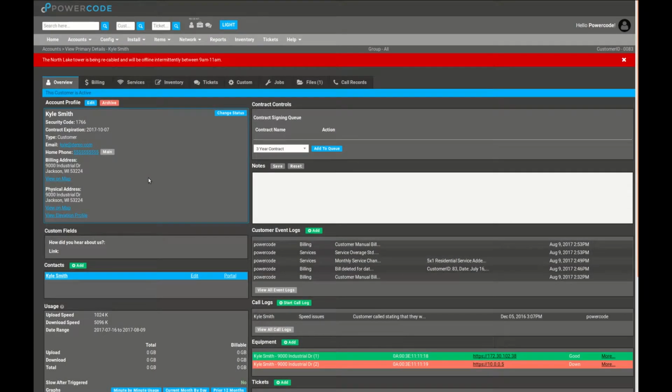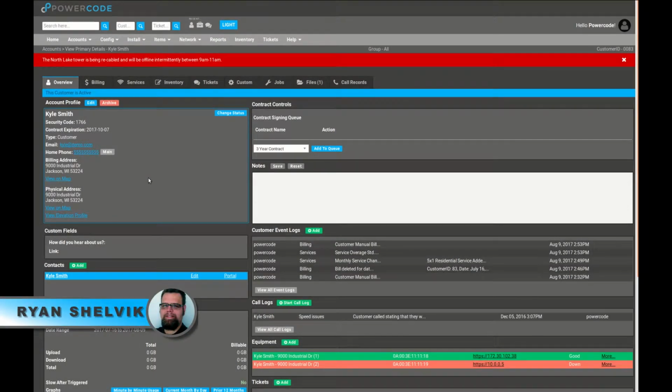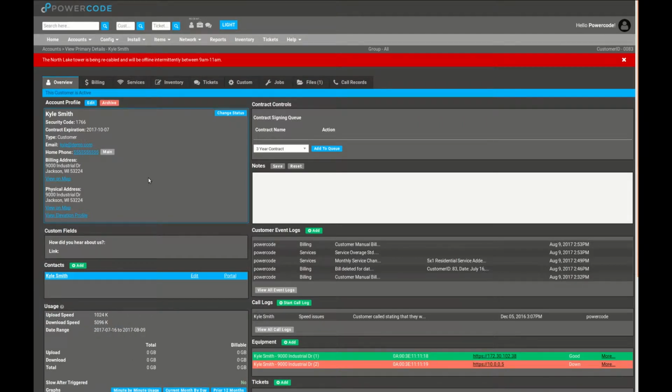It's easy enough to bill customers for just about anything in Powercode, but when we're talking about billing for overage services, it gets a little more complicated. So let's take a look at this customer as a good example for how we've set up overages and how that looks on their bill.